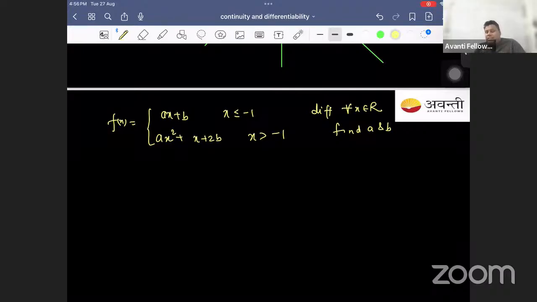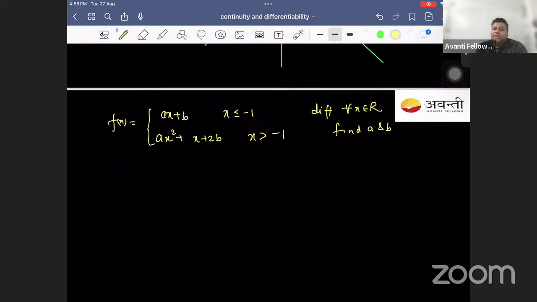See, this function is already derivable everywhere; if a problem occurs, it may occur at x equals -1. Because to the left of -1, it is a linear polynomial that will be derivable. To the right of -1, it is a quadratic polynomial that will also be derivable. So if there occurs any problem, that problem will occur at x equals -1.